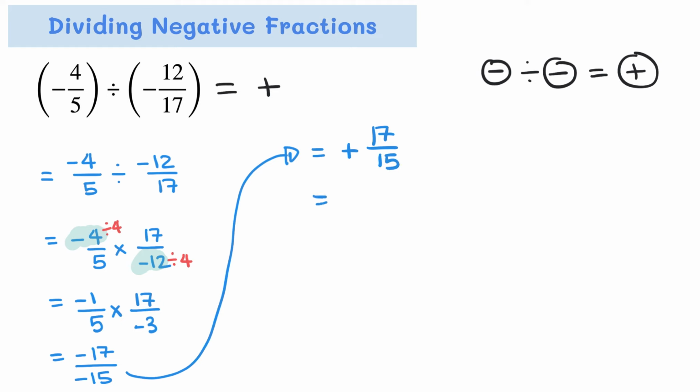But notice now that this is an improper fraction. The number on the top is bigger than the number on the bottom. So we're going to have to write this as a mixed number. So 15 goes into 17 one whole time. And then the remainder will be 2 over 15. So our final answer is going to be a positive 1 whole and 2 over 15.